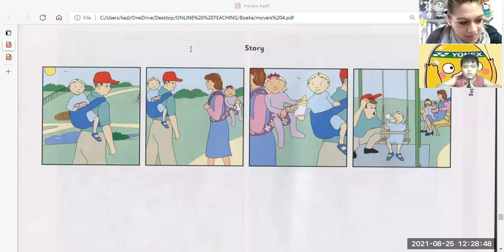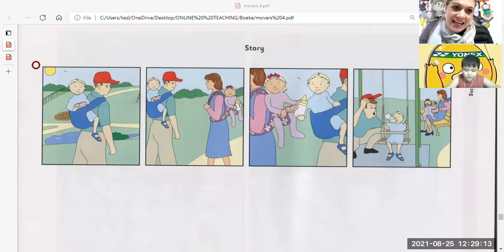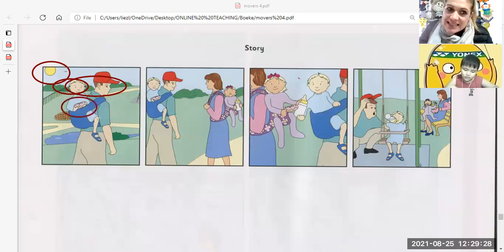The baby is taking. Next, there is a baby girl with her mother in the park. You have to look here. Look at the pictures, my love. First, it's a sunny day. Tom and his father are in the park. Tom has a cake.